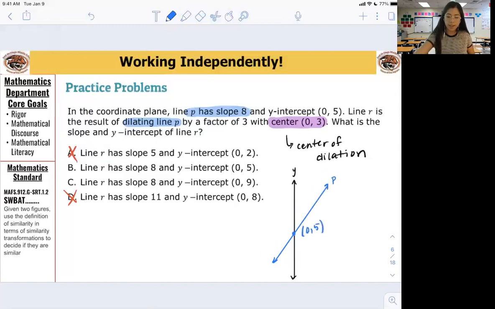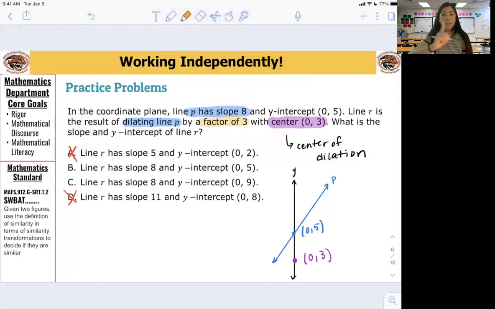Then it's being dilated with the center of dilation at (0, 3). So where is that, above or below my line? It's below (0, 3). Okay. And we know that the scale factor, highlight that in orange, scale factor is 3.